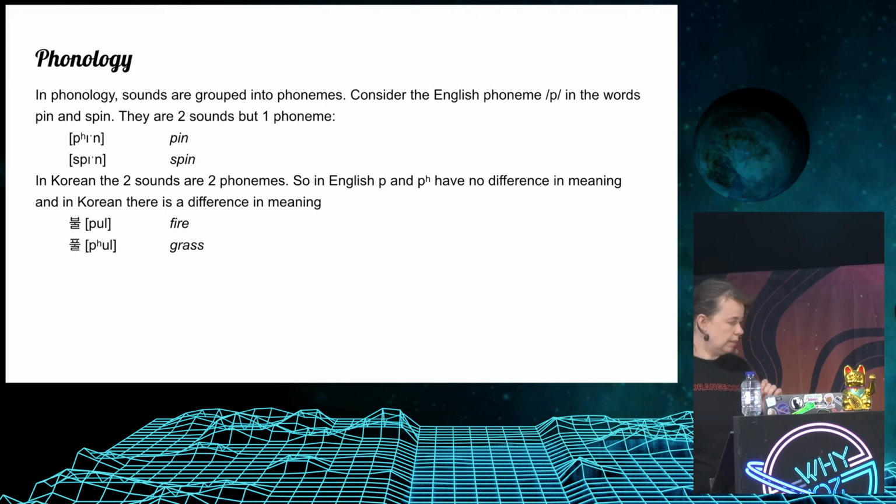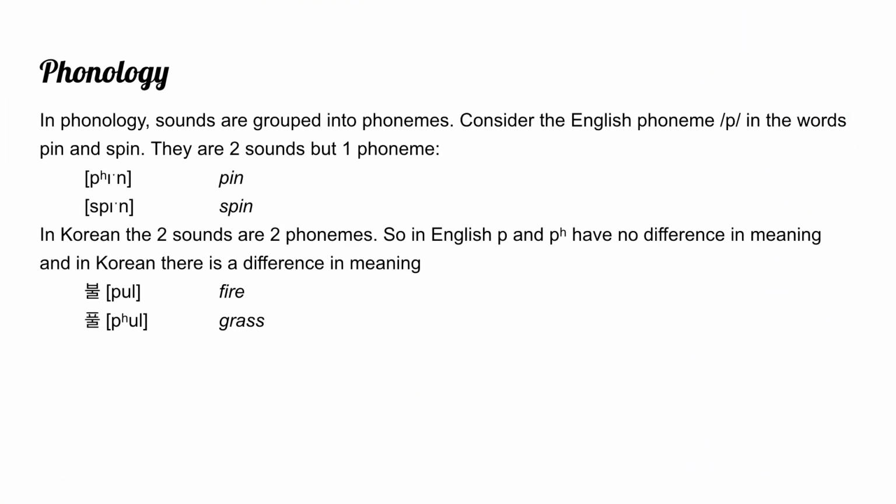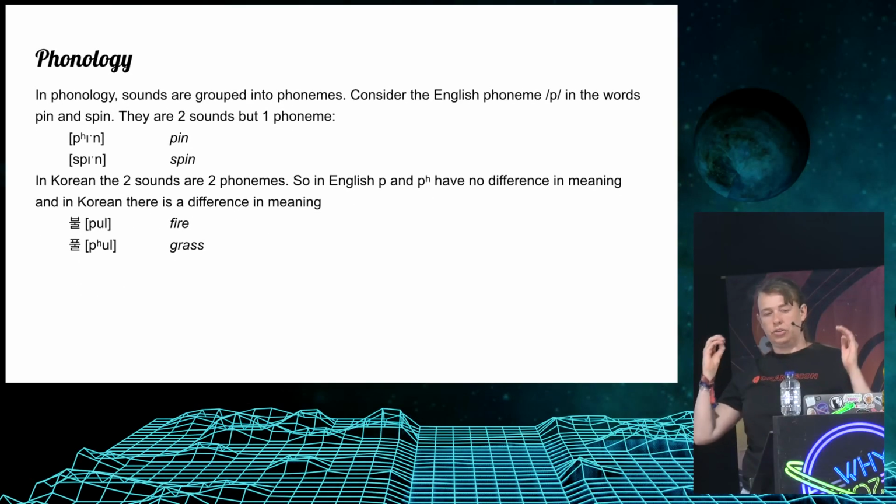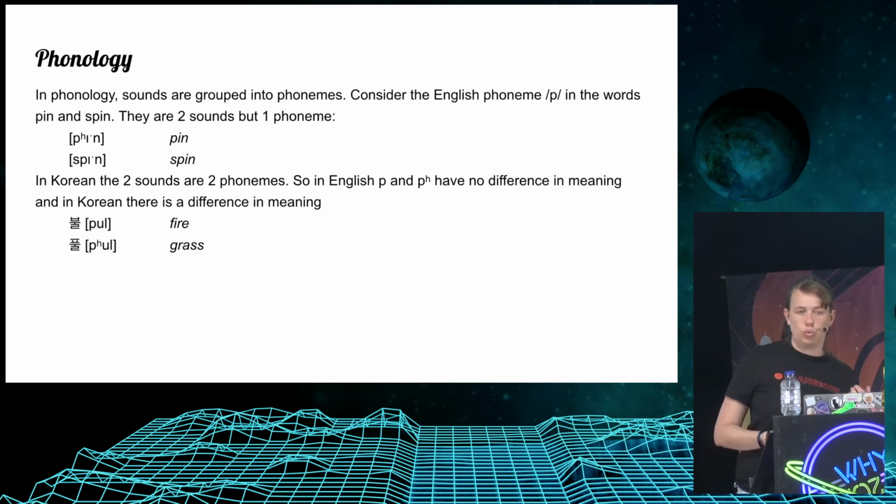As illustrated by, well, there is a nice symbol that I copy-pasted, but it says pul, which is fire, but pul is grass. So if you are observing a new unknown language and you have all the symbols that are used, you group them, because in English it would be useless to have a different symbol for the two P sounds. It would only make things complicated. But in Korean you need it, because otherwise you wouldn't know the difference between fire and grass.